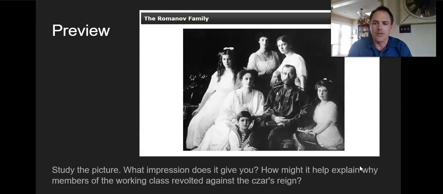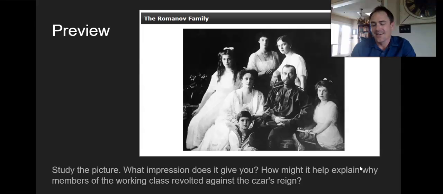But before we get to all of that, let's take a look at this picture. This is the Romanov family. Study it. What impression does it give you? How might it help explain why members of the working class revolted against the Tsar's reign? By the way, this is the Tsar, the Russian word for Caesar. He's the ruler, or was the ruler, of the Russian Empire. So pause the video, answer these questions.